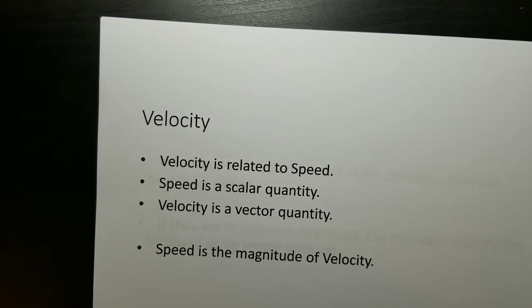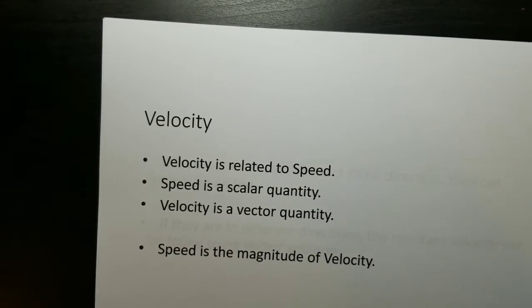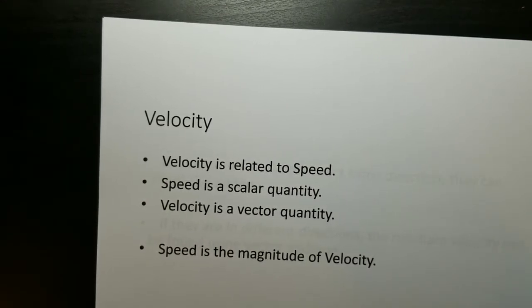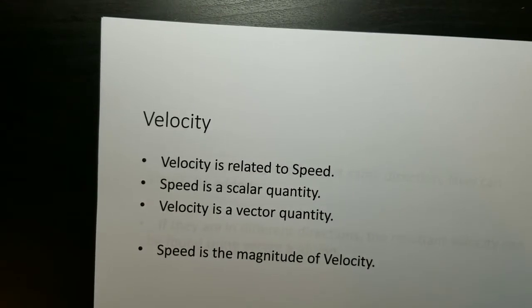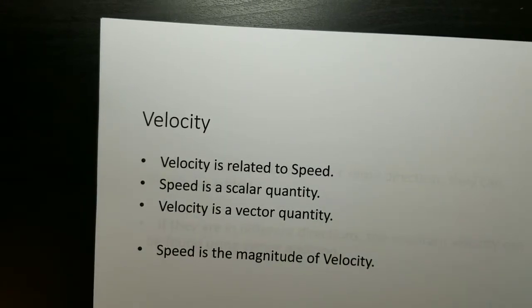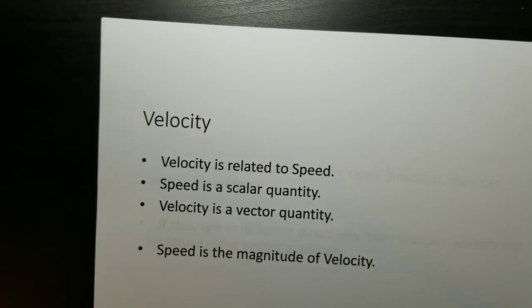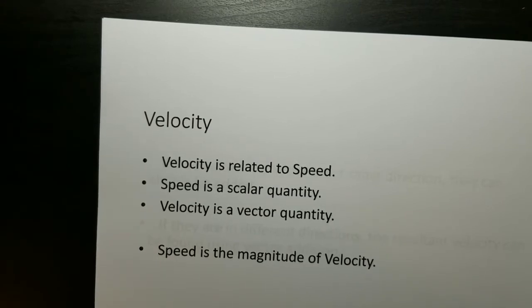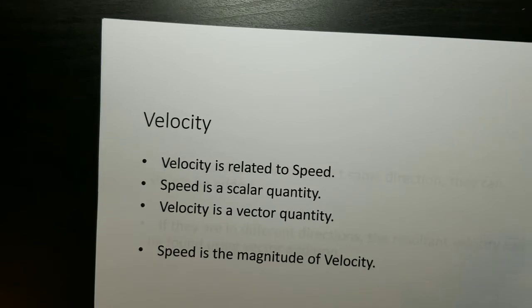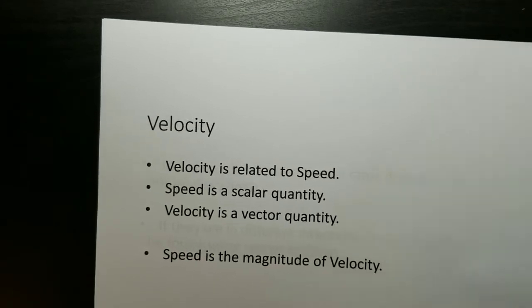So velocity is related to speed. We sometimes use them interchangeably in regular use, but speed is a scalar quantity, so it has only a magnitude, and velocity is a vector quantity. It will have magnitude and direction. So if you're talking about speed, that's just the magnitude portion of the velocity of an object.